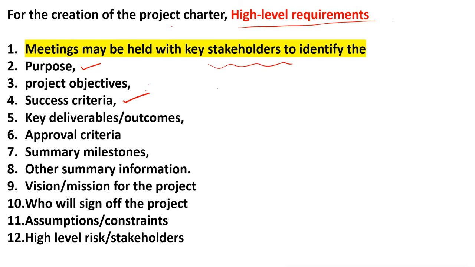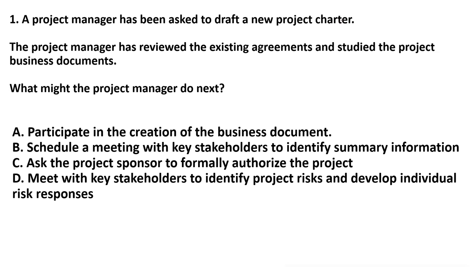Sometimes a question comes where you can find out the success criteria of the project. Again, you have to select the project charter. Similarly, the approval criteria and success criteria are both part of the charter, but the acceptance criteria we will discuss in the scope. What are the key deliverables, summary milestones, other summary information, vision and mission statement, which we will discuss after the charter. Who will sign off the project, assumptions and constraints, high level risks. These are the keywords. And again I highly recommend that you focus only on high level requirements in the charter.